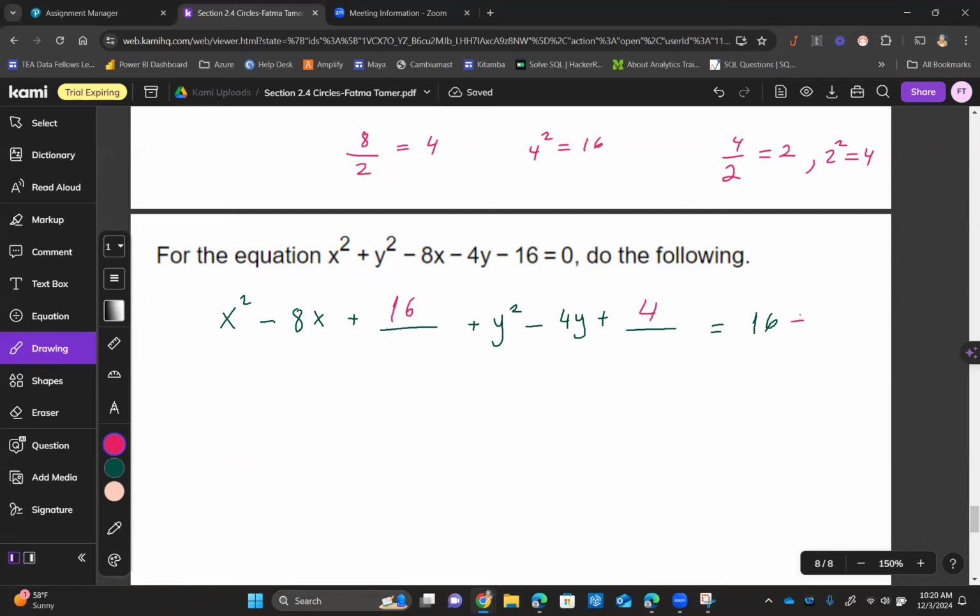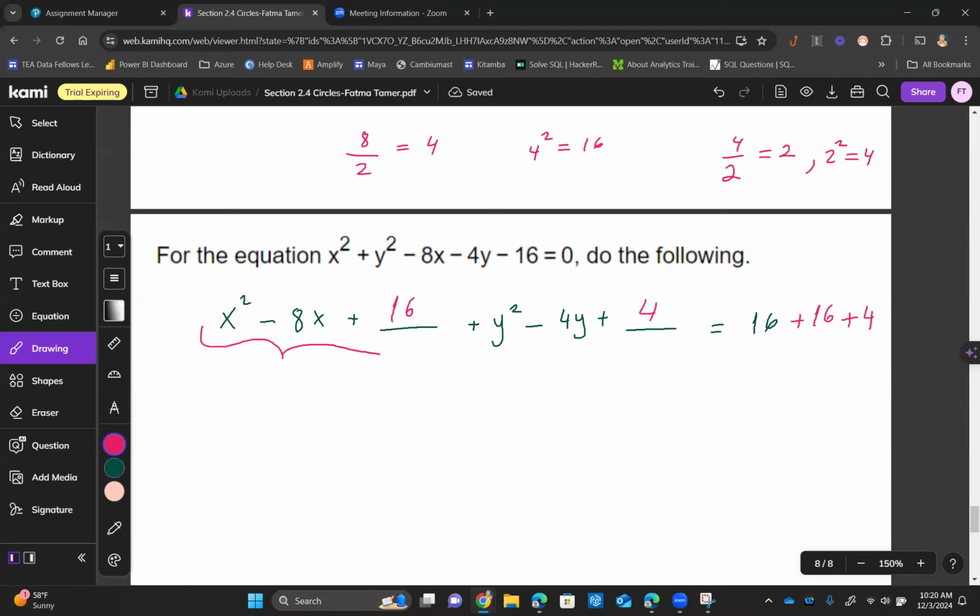But what I have to be super careful about is, if I added 16 to the equation from nowhere, I have to remember to add it on the right side of the equation to balance it. Similarly, if I added 4 to the equation from nowhere, I have to just make sure that I add the same 4 to the right side of the equation to balance it.